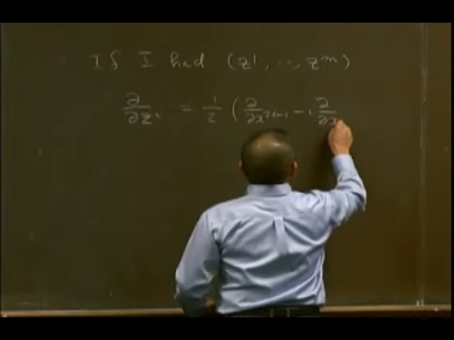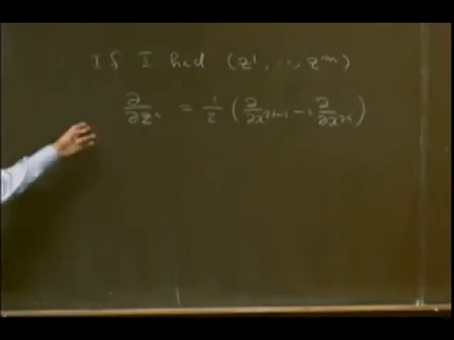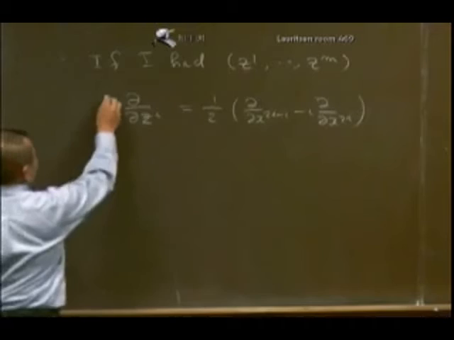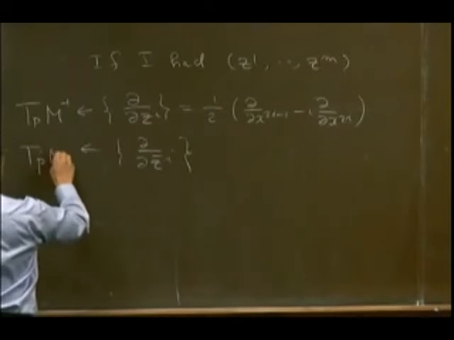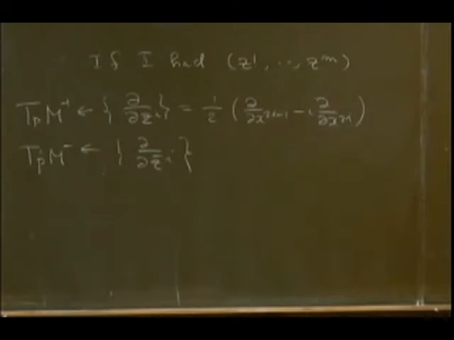Right. So you can consider the subspace spanned by this. This is going to be this subspace. And then you can have the subspace spanned by this, and this is going to be the subspace with eigenvalue minus i. And they are sort of complex conjugate to each other. Okay? So this is where we want to land.